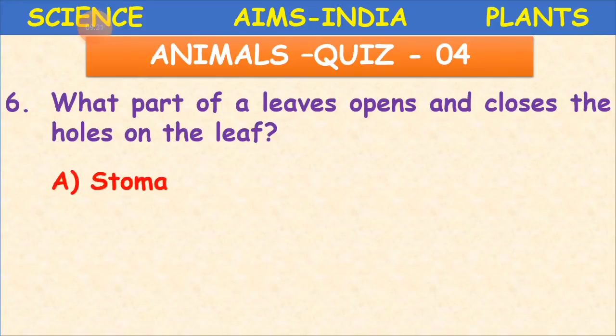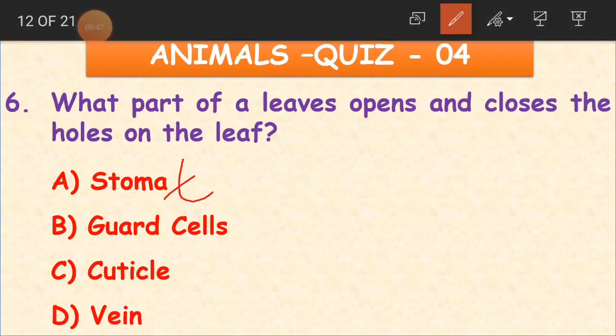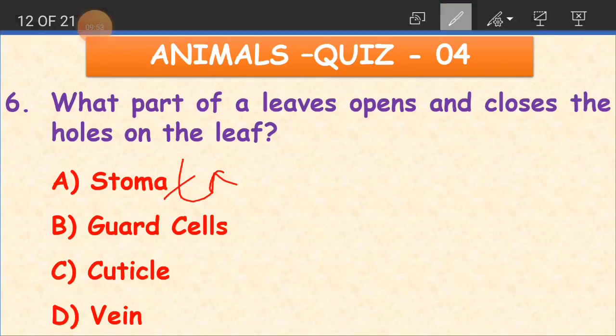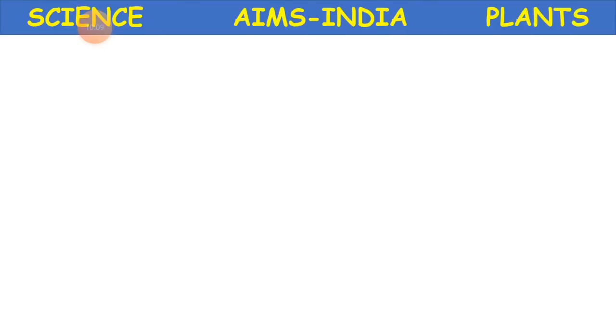What part of a leaf opens and closes the holes on the leaf? A option stomata, B option guard cells, C option cuticle and D option vein. Which is going to open and close the holes on the leaf? The correct answer is guard cells. Clear, children? Are you able to follow? We'll go to the next question now.